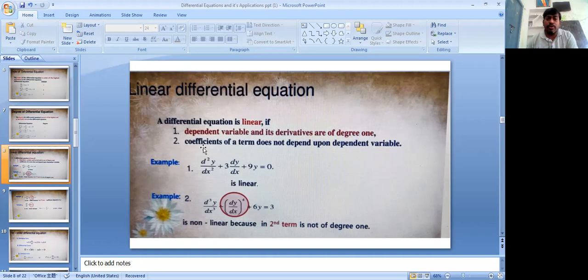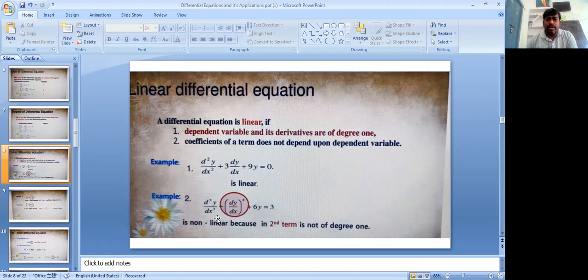This is a very, very important line: the coefficient of a term does not depend upon the dependent variable. Take d²y/dx² + 3 dy/dx + 9y = 0. This is a linear differential equation; the order is 2 but the degree is equal. Our first condition is true. And what is the second condition? The coefficient of a term does not depend upon the dependent variable. 3 is a constant, there is no dependent variable, right?